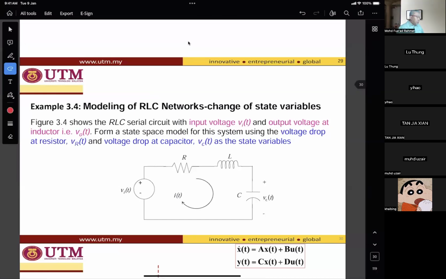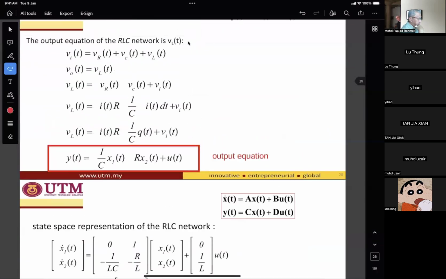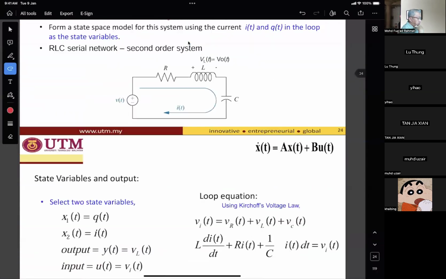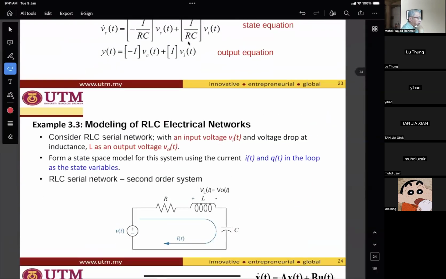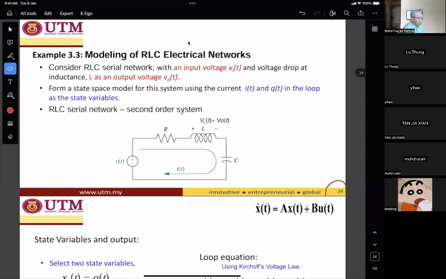So we continue our lecture on 3.4 modeling of RLC network. Okay, slide number 24. Okay, can you see my whiteboard? Hello, can you see? Yes, Doctor. Okay.